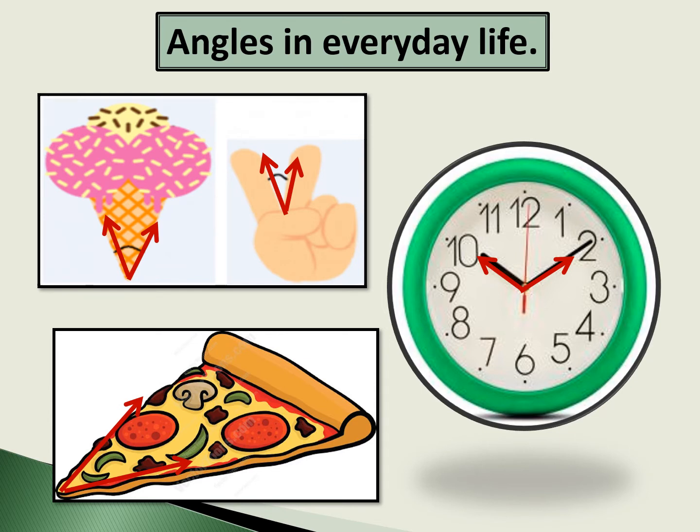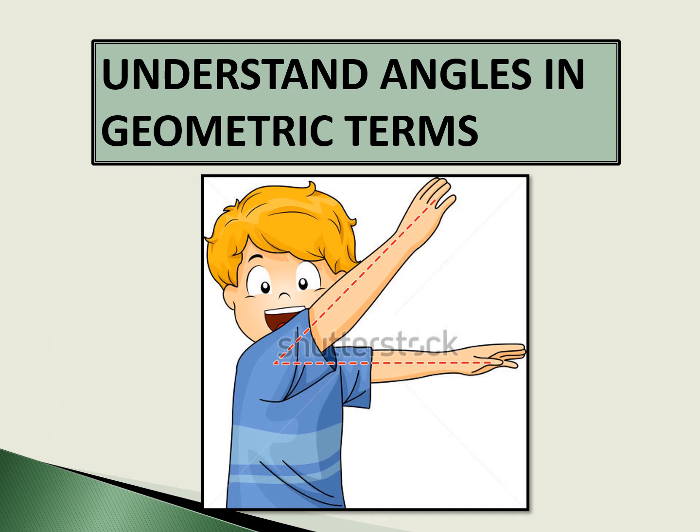Here are some examples showing the formation of angles in different things connected to our everyday life. We can see an angle formed at the tip of the cone, between the two fingers, at the pointed edge of the pizza slice, and between the two arms of the clock. Let us now understand angles in geometric terms.